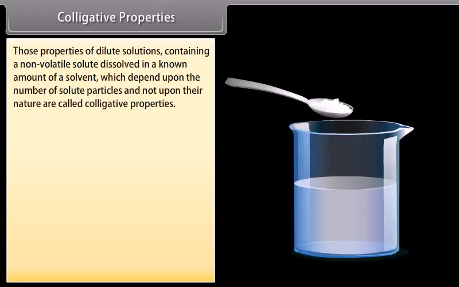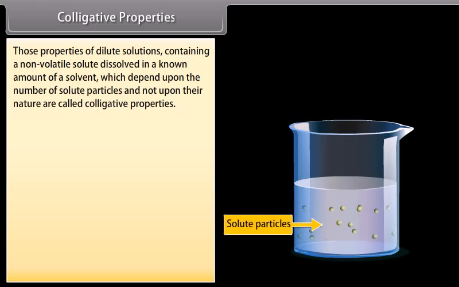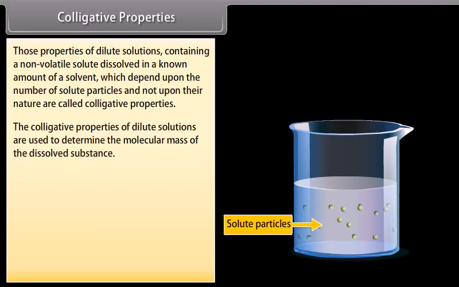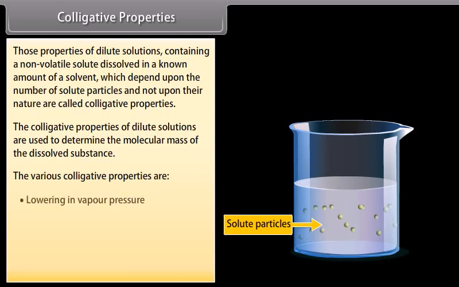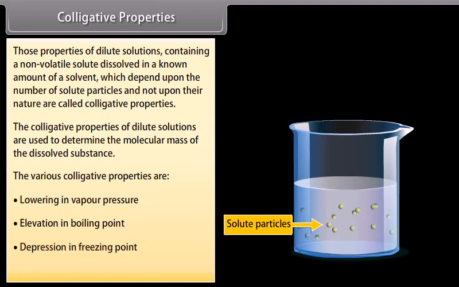Colligative properties. Those properties of dilute solutions containing a non-volatile solute dissolved in a known amount of a solvent, which depend upon the number of solute particles and not upon their nature, are called colligative properties. The colligative properties of dilute solutions are used to determine the molecular mass of the dissolved substance. The various colligative properties are lowering in vapor pressure, elevation in boiling point, depression in freezing point, and osmotic pressure.